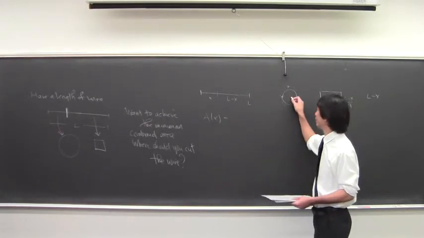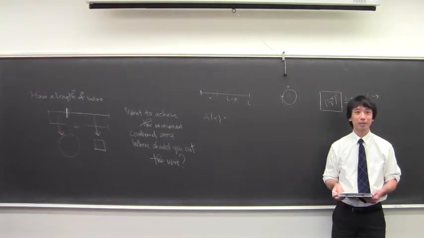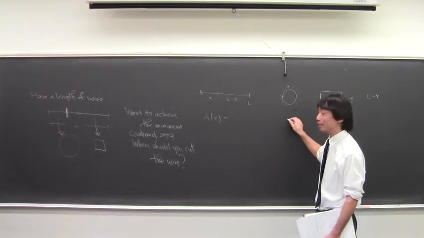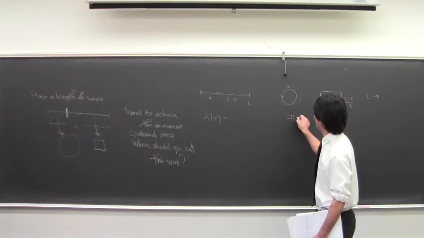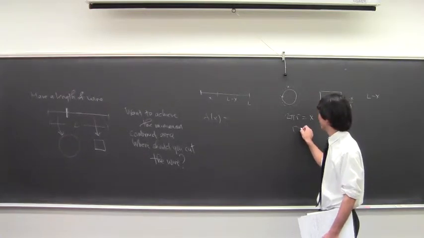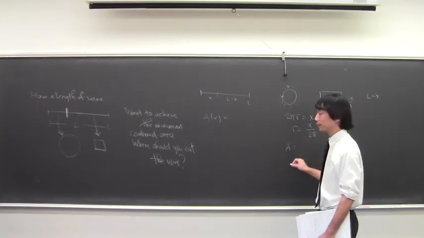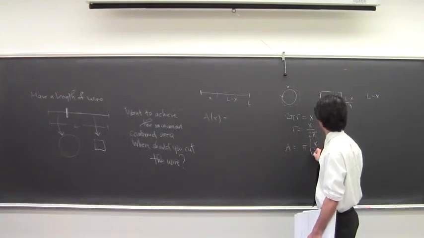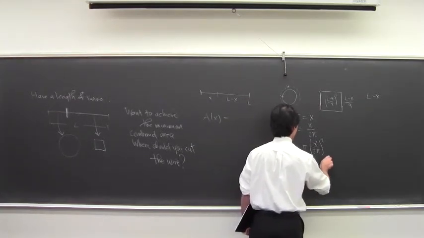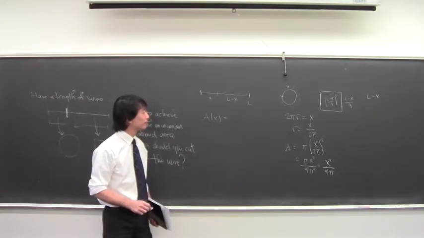You know that the circumference is x, so what's the area? Can somebody tell me? Yeah, Kayla. Tell me how you're going to figure it out. Well, circumference is equal to 2 pi r. So the radius is x over 2 pi. And so the area is pi r squared, which is pi times x over 2 pi squared. So you get x squared over 4 pi.